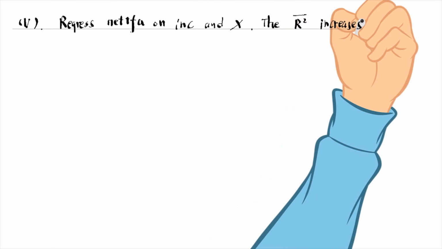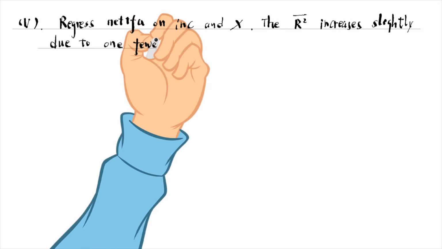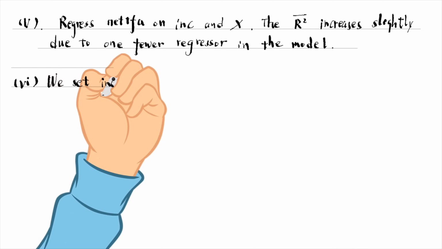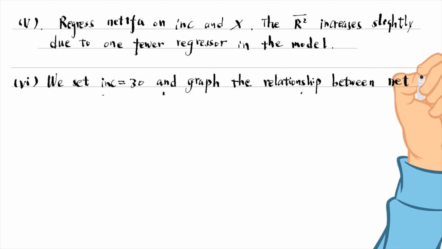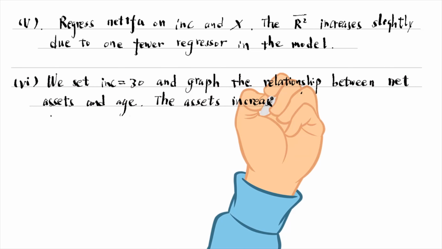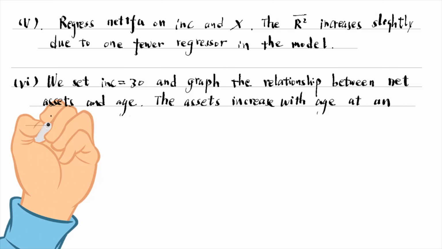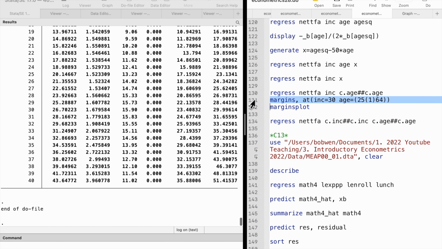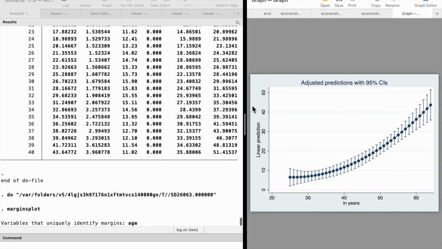In part 5, the R-squared is unchanged, but the adjusted R-squared increases slightly due to one fewer regressor in the model. However, the interpretation of the coefficients is not as straightforward as in Part 2. I prefer the model in Part 2. In Part 6, we set income at 30 and graph the relationship between net assets and age. The assets increase with age at an increasing rate. We use margins and marginsplot in Stata to draw the predictive values.